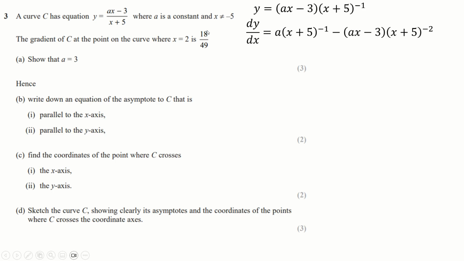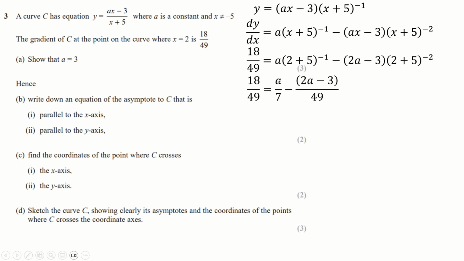The derivative is apparently 18 over 49, so dy by dx is 18 over 49 when x is 2. So sub x is 2 in here and put 18 over 49 in here and just solve this equation. This is 1 over 7. This is 1 over 49, I guess. We can times everything by 49 here to get this, and we'll solve for a as 3, which is what they wanted us to get.